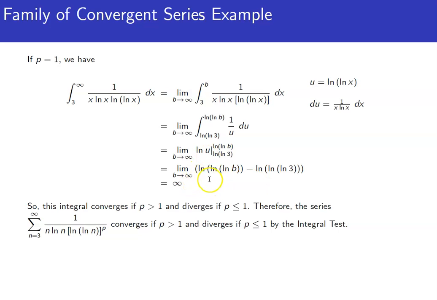Now, this is log of log of log of b. Log of b gets very, very large as b gets large, which makes the log log of it get large, which makes the log log log of it get large. Not quickly, but it goes off to infinity. So the integral also diverges if p is equal to 1.